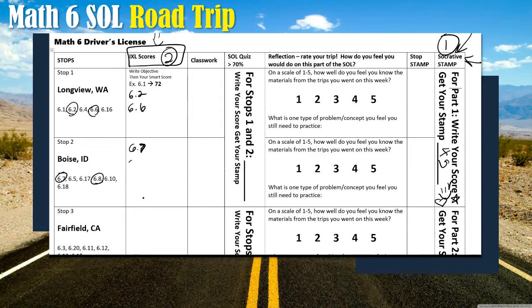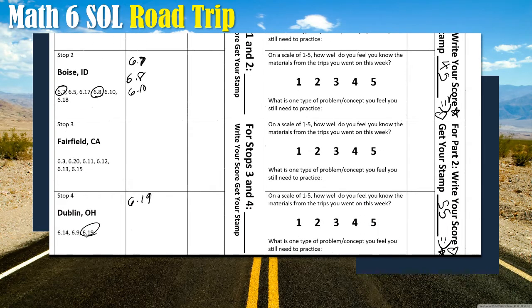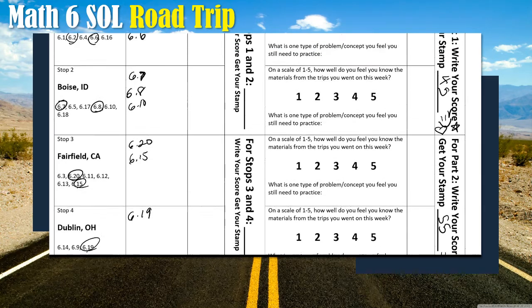You need help with 6.8, order of operations, and 6.10 was area and circumference. Say down here, your 6.20 is inequalities. 6.15 is probability, and 6.19 we'll leave it there.